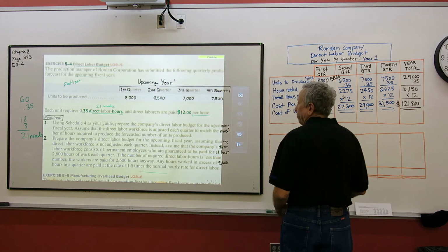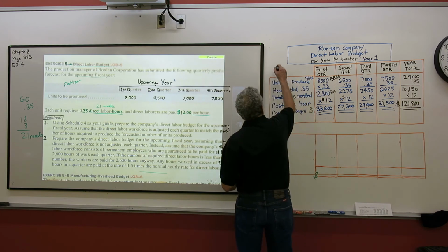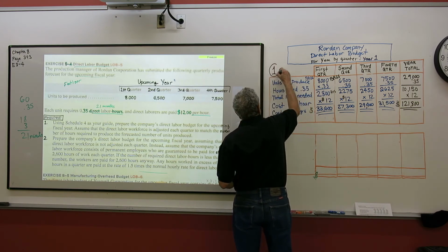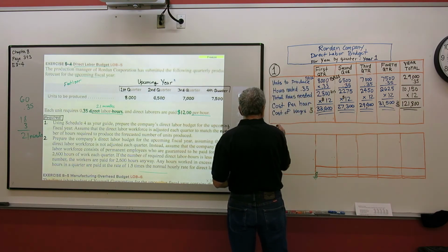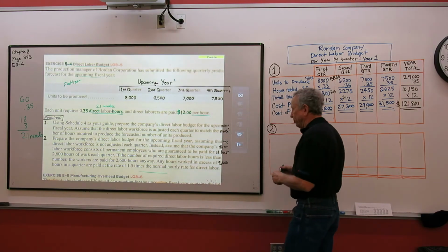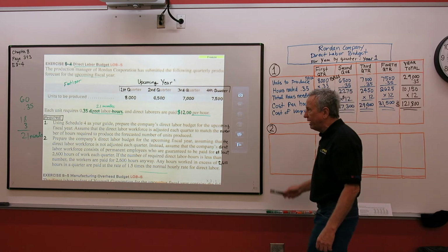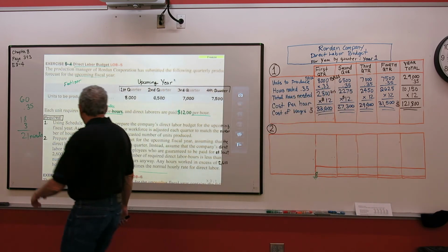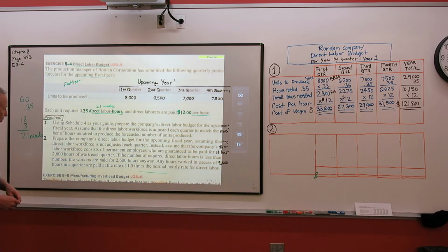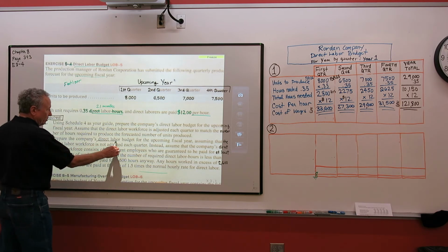Now, there is a second part to this. This is part 1, and we are done. Part 1 is done, but they want us to do a part 2. And I think part 2 is kind of interesting. I don't know, I haven't decided if I'll test it or not yet, but here's part 2. It says, in part 2, prepare the company's direct labor budget. They want us to do it again.